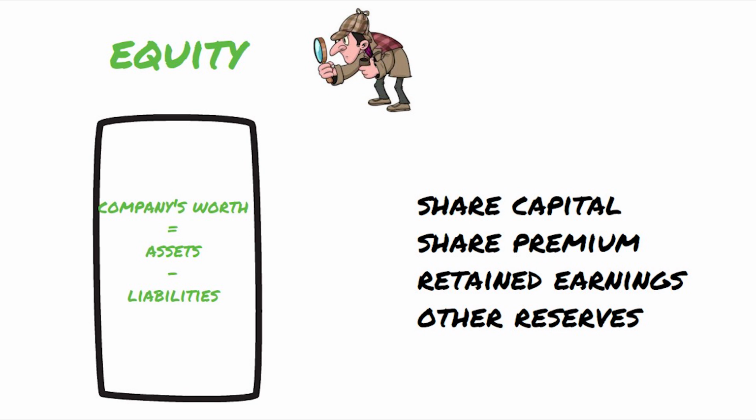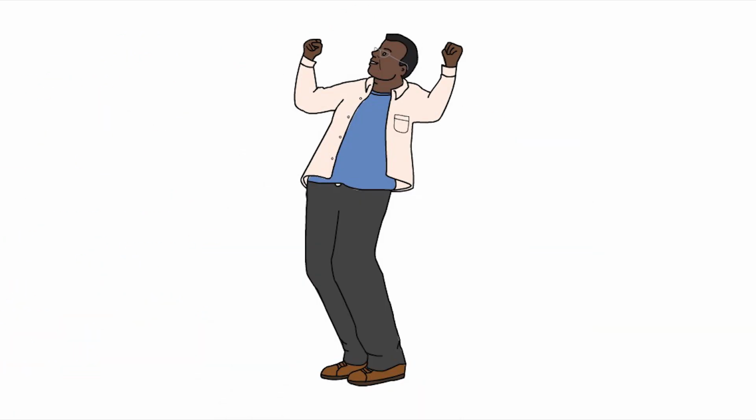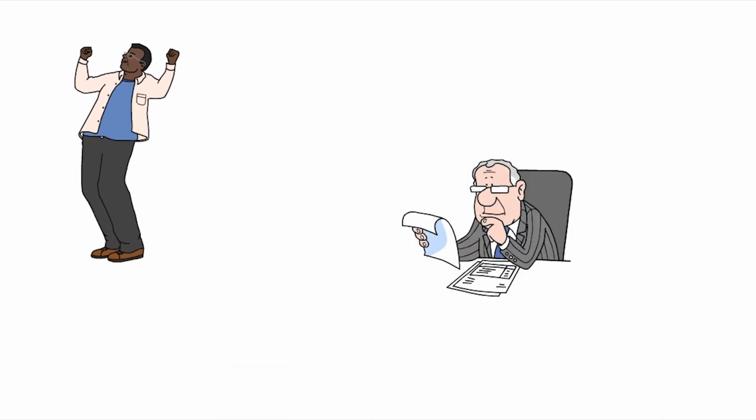Share capital is the book value of the shares that have been sold and are owned by the company shareholders. Share premium is the excess paid on top of the book value of the shares. Retained earnings represent the cumulative net earnings or profit of the company that has been retained by the company since the inception.